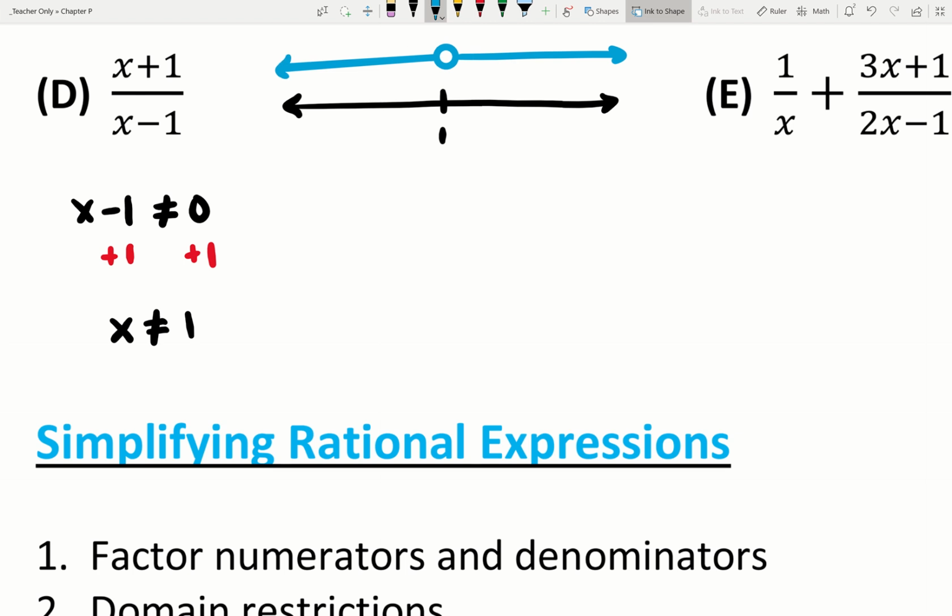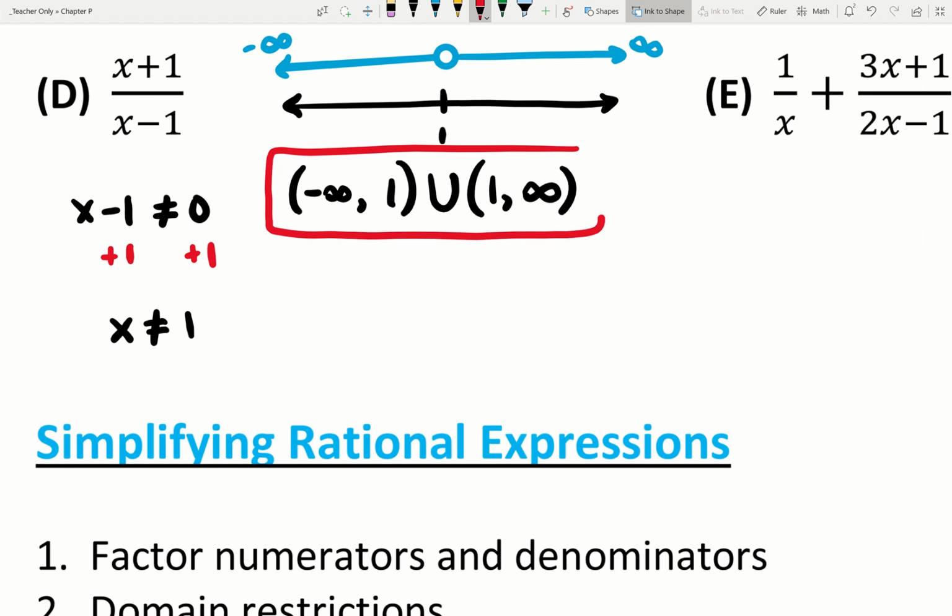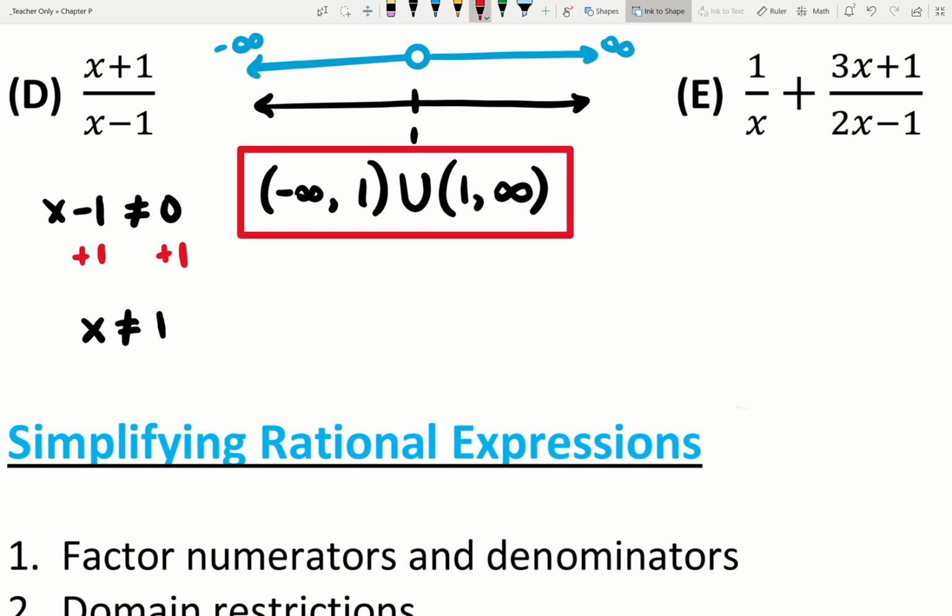Okay? And so, what does that mean? Well, since this goes all the way out to negative infinity, and this goes all the way out to positive infinity, I can represent this as two separate intervals joined by a union symbol. So that first interval will be the open interval from negative infinity all the way up to my problem value, which is positive 1. And then my other interval will be the one that starts at positive 1 and goes all the way out to positive infinity. And that will be my domain written in interval notation for that example there.